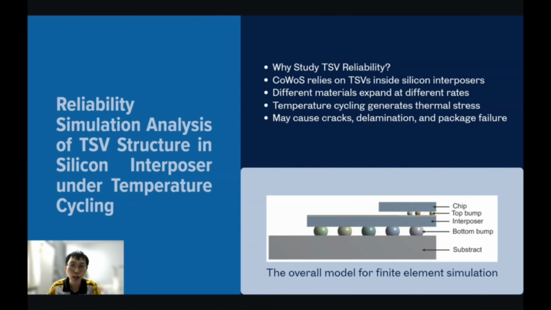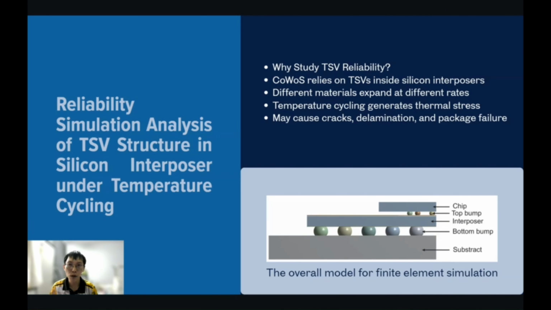During operation, especially in the AI accelerator and high-performance computing system, the package repeatedly heats up and cools down. The problem is that copper TSVs and surrounding materials such as silicon, silicon dioxide, and redistribution layer have different coefficients of thermal expansion. As a result, thermal stress develops during temperature changes. Over time, this stress can cause cracking, delamination, and reliability failure.